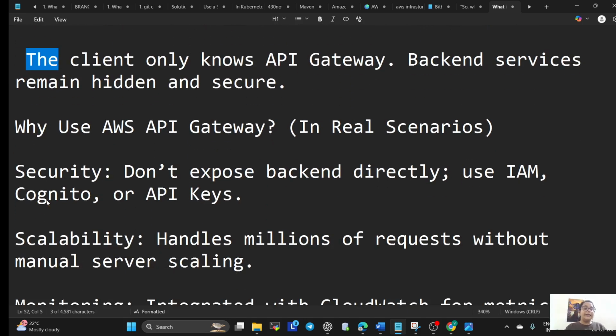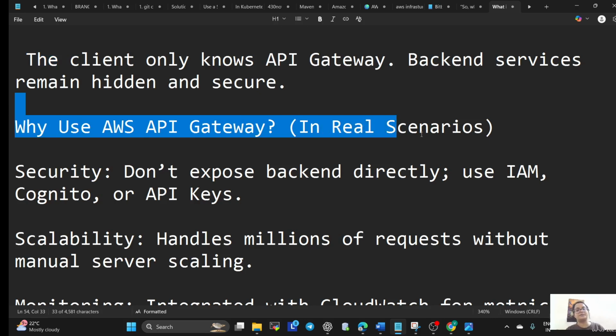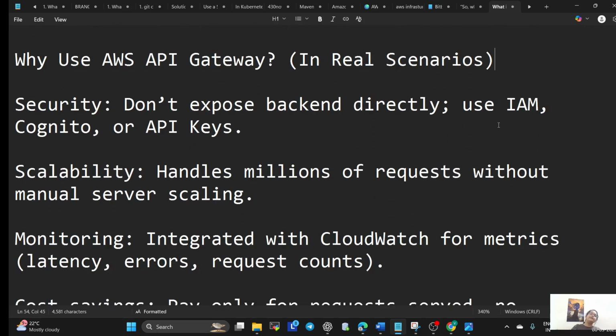Now, why use AWS API Gateway? That is a very real scenario. Why do we use it? Up to now you can understand, but I'm going to explain it anyway. First thing is security. I gave you the example of when I ordered from Zomato and the gate picker. He is like a gatekeeper, nothing but a security, and in the same way API Gateway will work. Don't expose the backend directly.